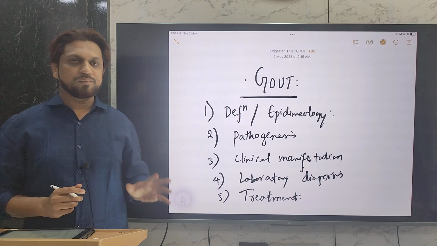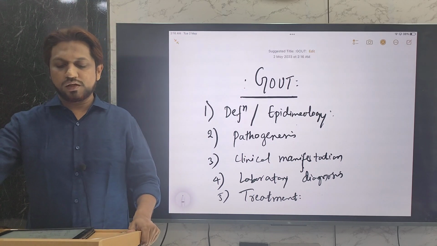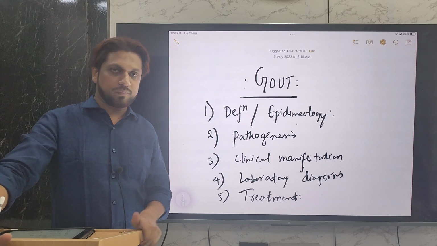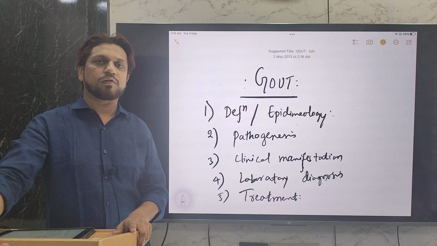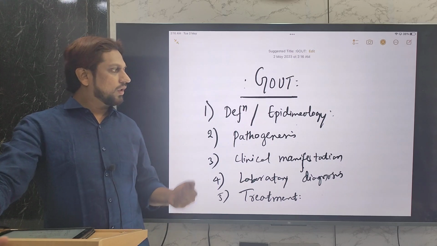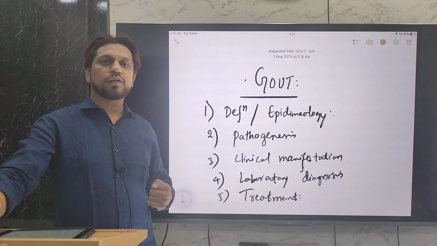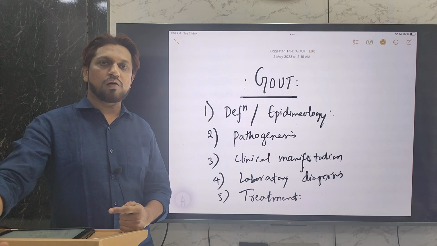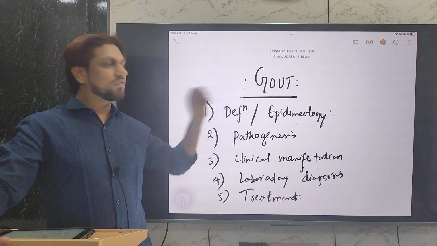As far as the MBBS syllabus is concerned, this topic will be taught in biochemistry in the first year of MBBS, in the applied aspect of purine metabolism. Then it will be taught in pathology 2, and also in general medicine, and in orthopedics. Gout is also a super specialty rheumatology topic.